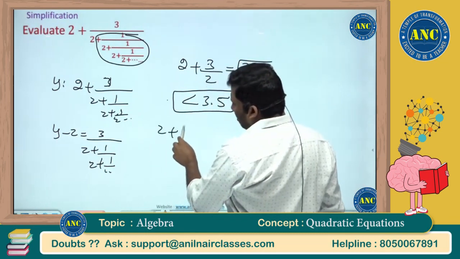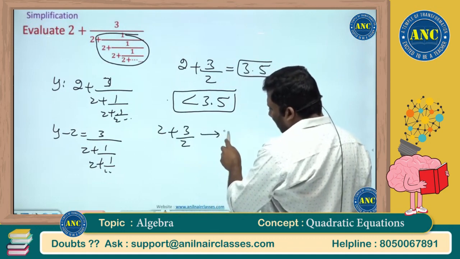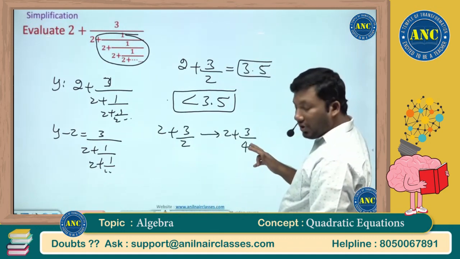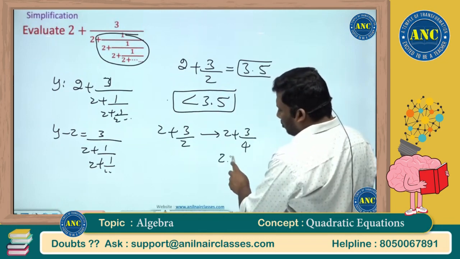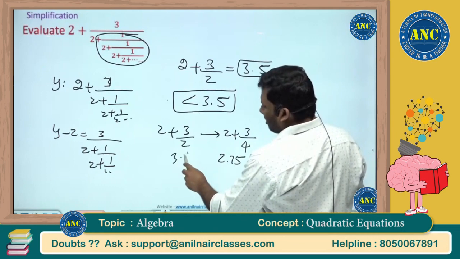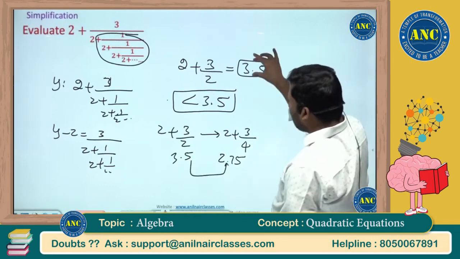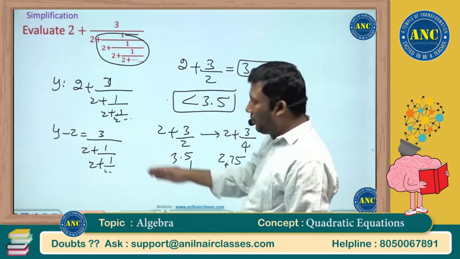Suppose 2 plus 3 by 2 is there. If the denominator is increasing, 3 by 4. 3 by 4 is 0.75. 2 plus 0.75 is 2.75. 3.5 is much greater than this value. So this is greater than all the answers. The answer should be less than 3.5.